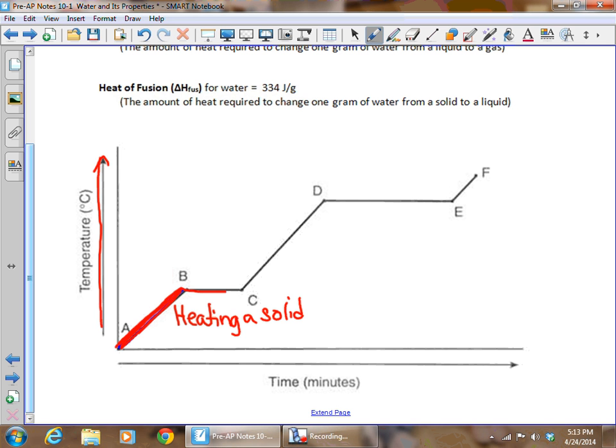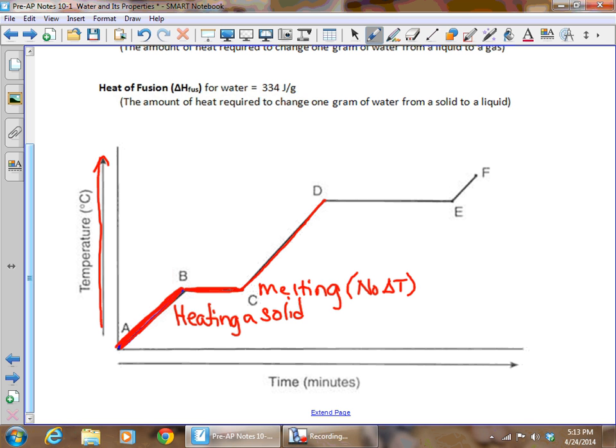We get to a point in time between B and C where there is no change in temperature. At that point, as heat is being added to that system, it's being used not to increase the temperature, but to start breaking down, in this case, hydrogen bonding, if we're dealing with water. This is the point where melting occurs. There is no temperature change, no delta T at this point. Once everything is melted, then it will start heating up the liquid.